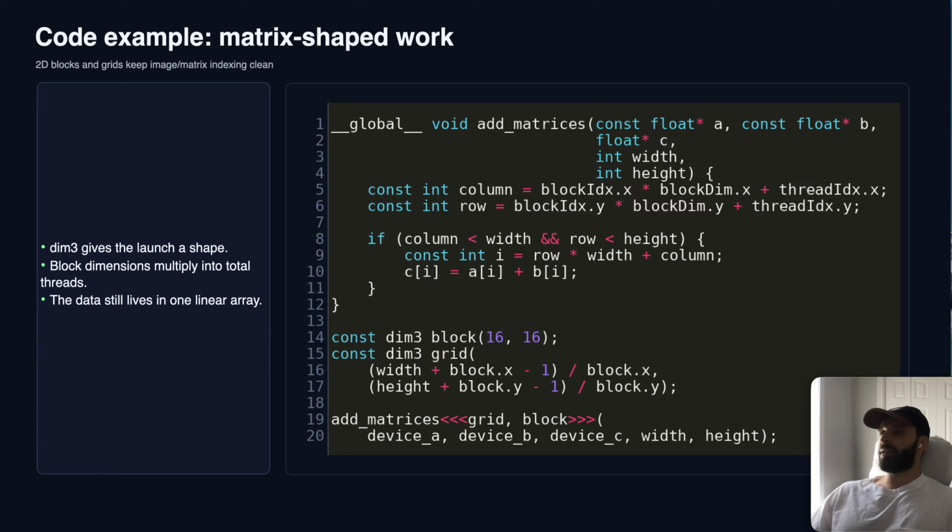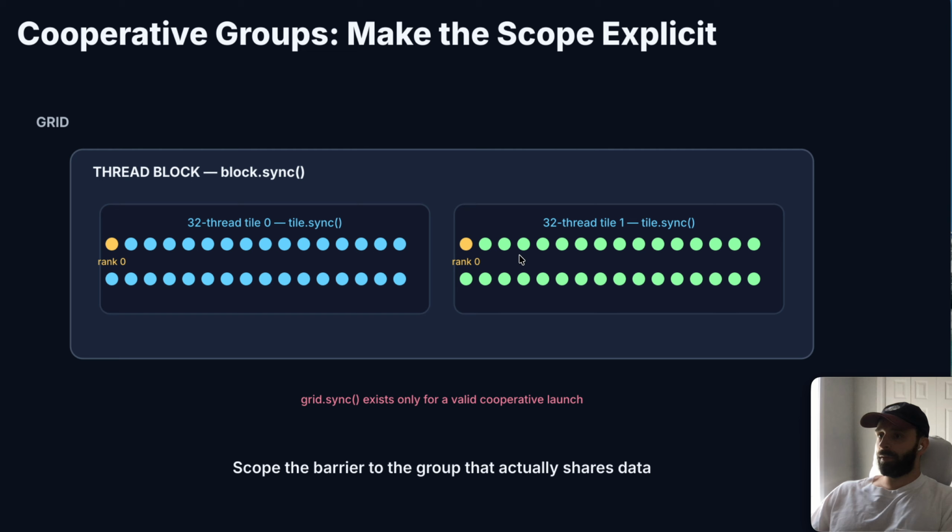So the launch shape mirrors the data shape while the underlying memory stays linear. There's another concept here called cooperative groups. This was introduced, I think, in CUDA version 9.0 if I remember correctly. Inside a block, the hardware organizes threads into warps of 32. Cooperative groups give us C++ objects that name the threads that are supposed to work together.